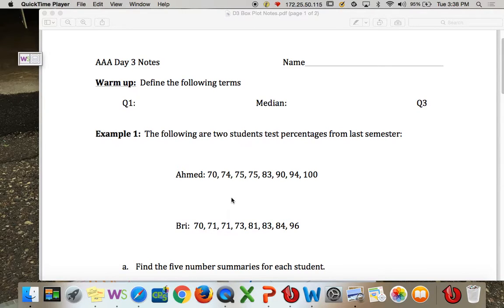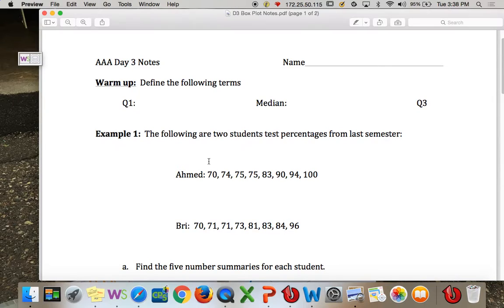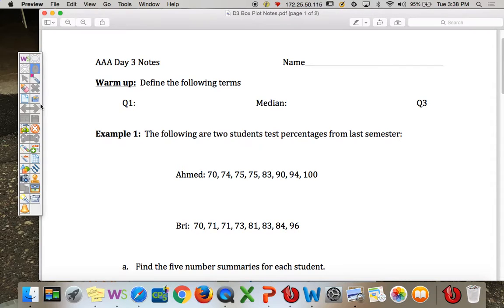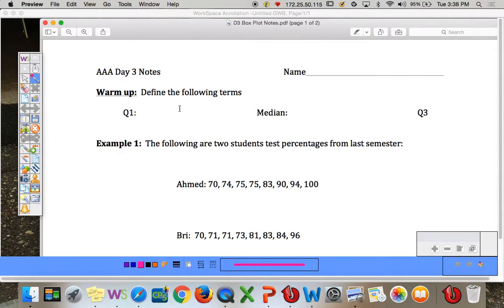Look at box plots and 5-number summaries. Let's start with the warm-up. Define the following terms. So we looked at these in the previous lesson.